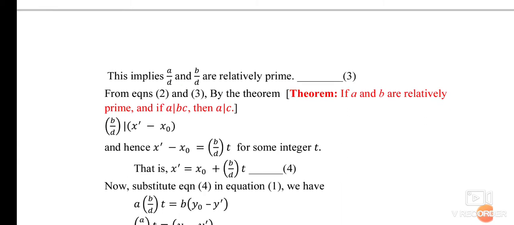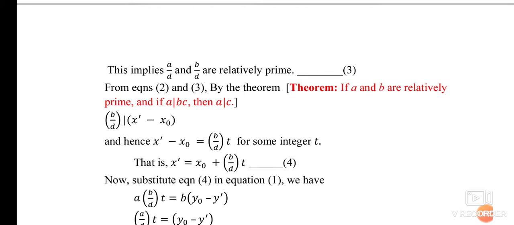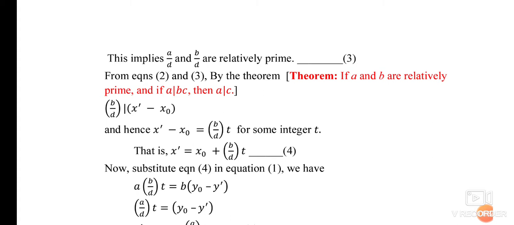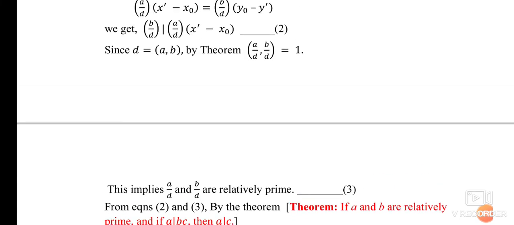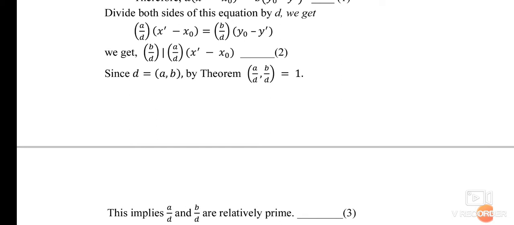Hence, b by d divides x dash minus x naught, which means x dash minus x naught is a multiple of b by d. So, we get x dash minus x naught equal to b by d into t for some integer t. So, this implies x dash equal to x naught plus b by d into t. Now, substitute equation 4 in equation 1.